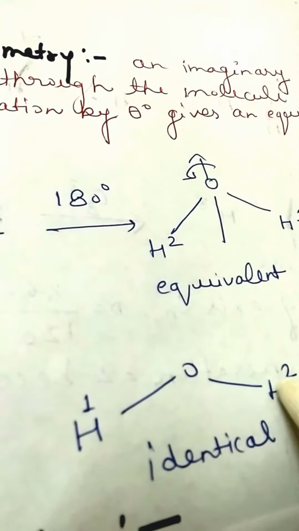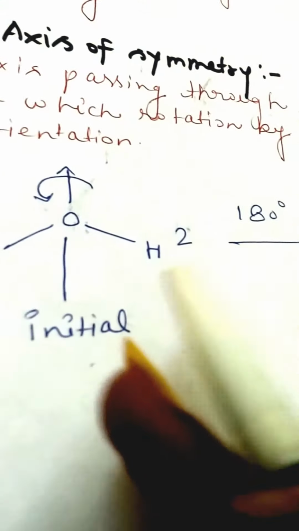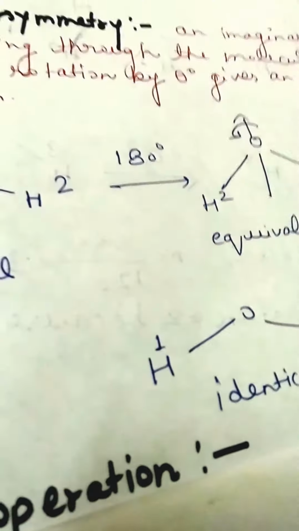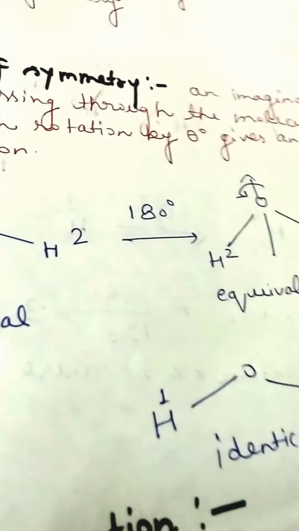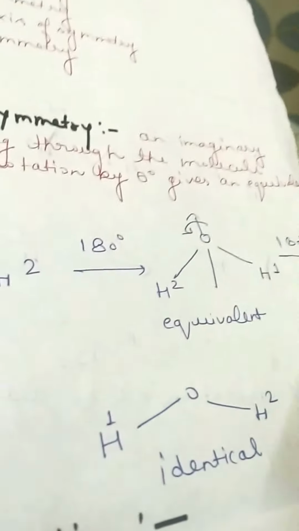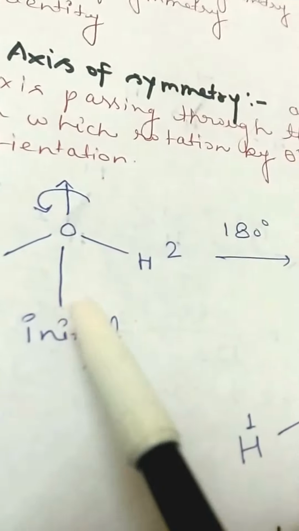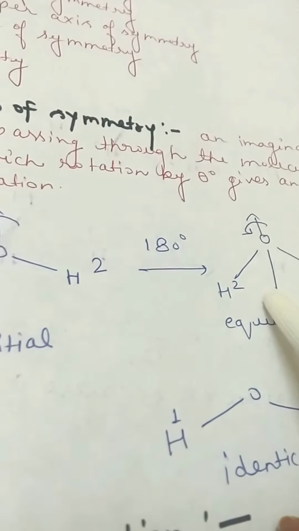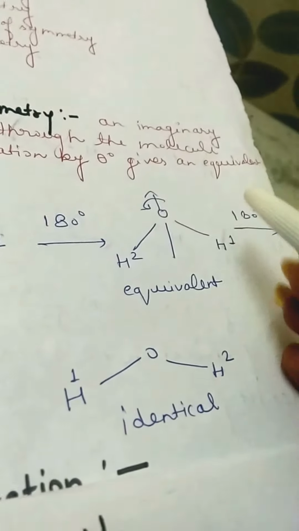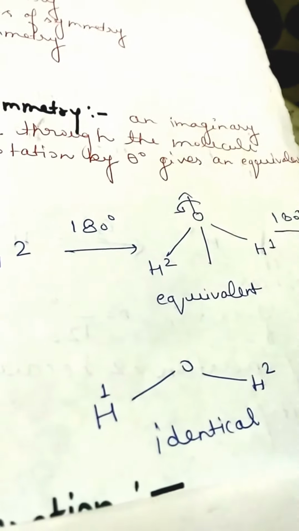This is our initial molecule which I have taken. So we say that it is identical to this one. The initial is identical to this one. So how many operations have we performed? We have performed only one operation. How can we say that? This one was initial and this one was equivalent. After performing this operation, when we rotate it by 180 degrees again, we get the identical one.